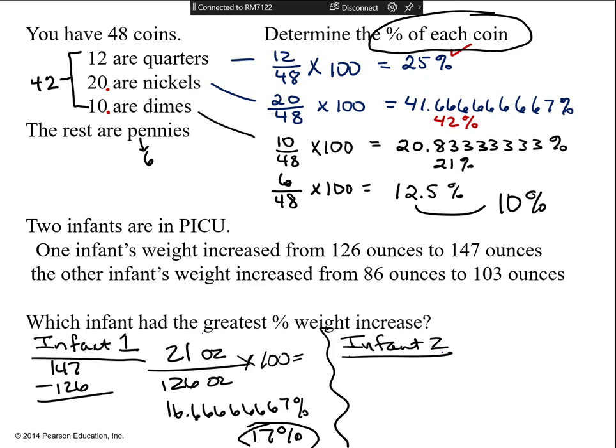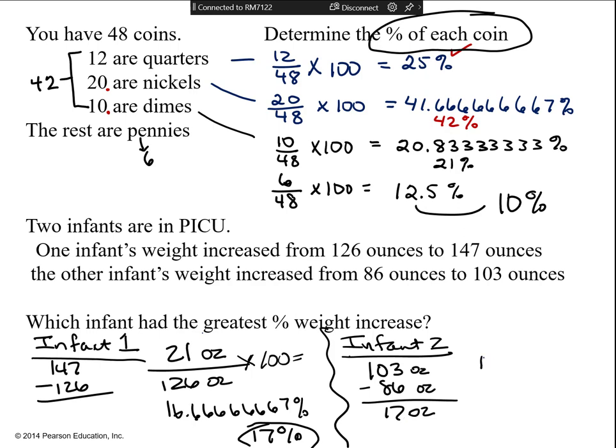So do the same. You take their final weight, 103 ounces, and subtract their initial weight, which was 86. And you got 17 ounces. So if you look, you're like, oh, well, it gained less than the first one did. First one gained 21 ounces. Second one only gained 17 ounces. But I want to know the percent change.